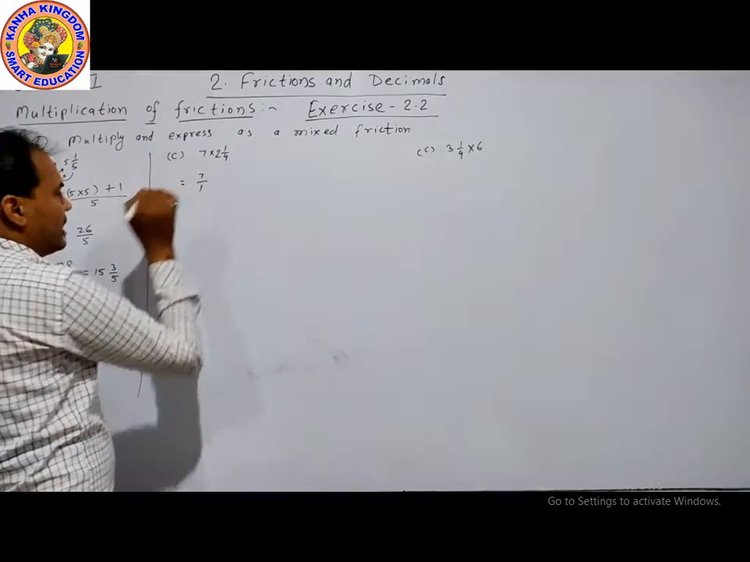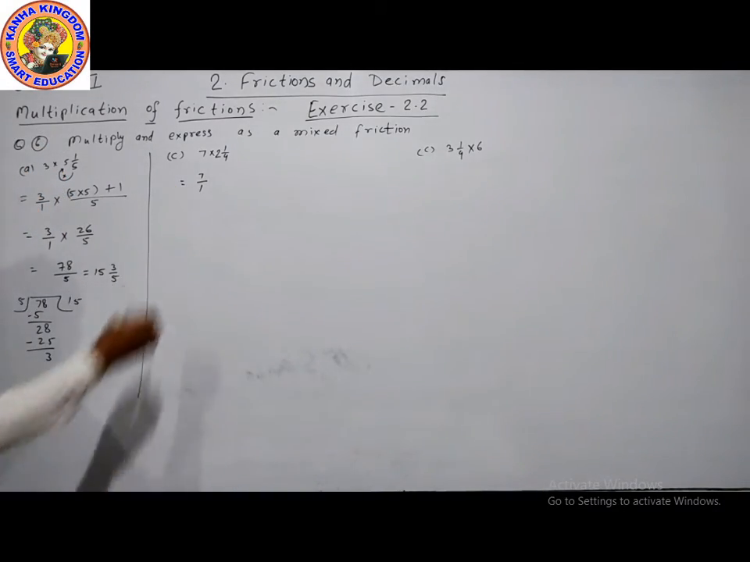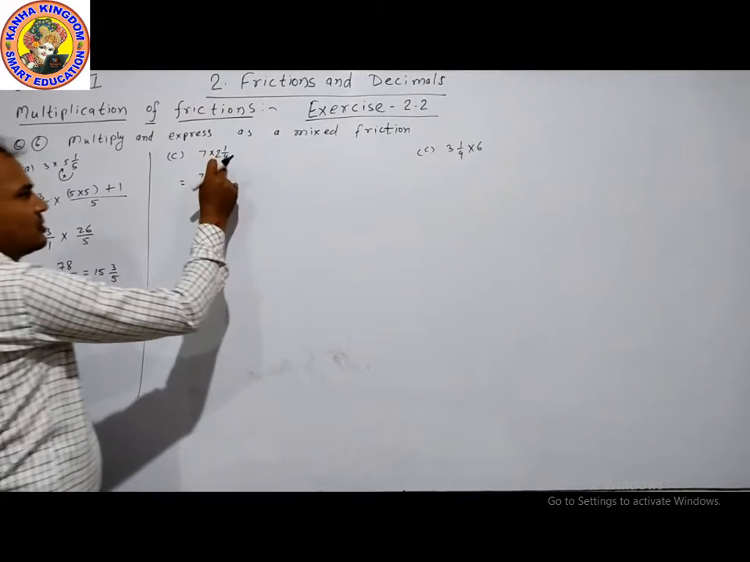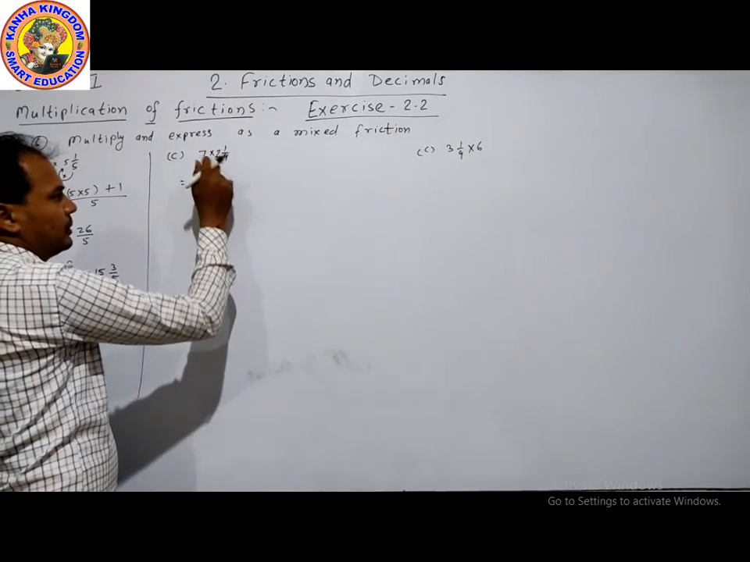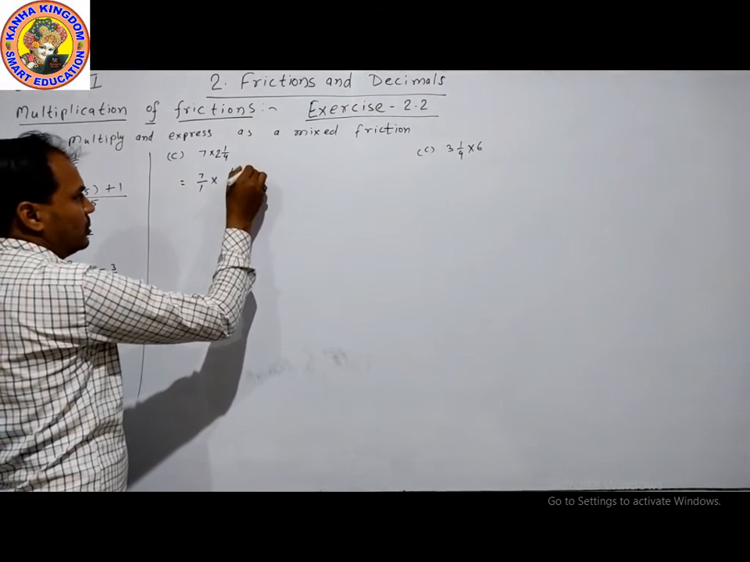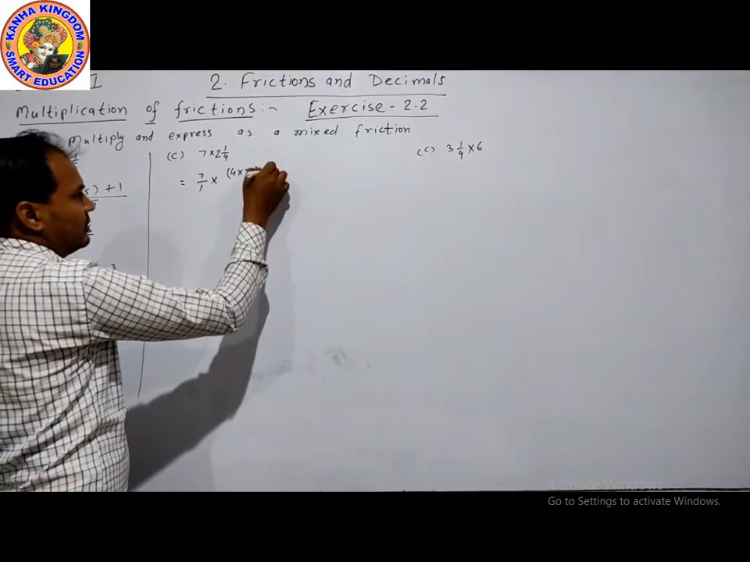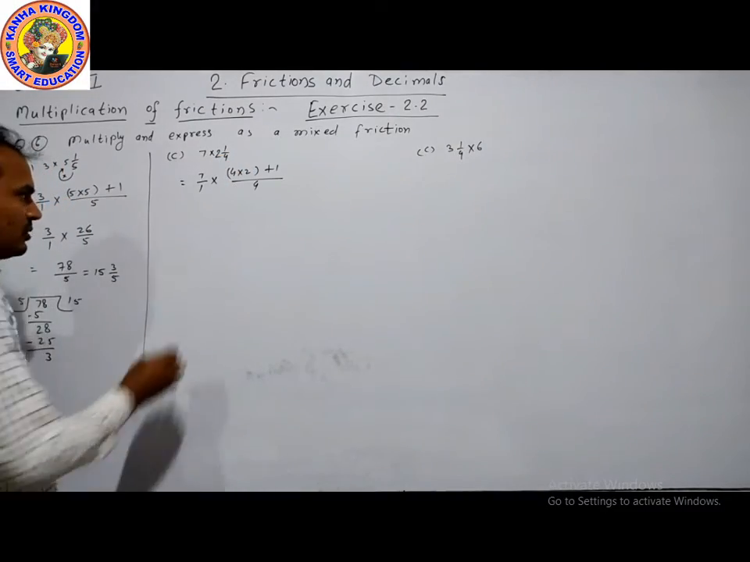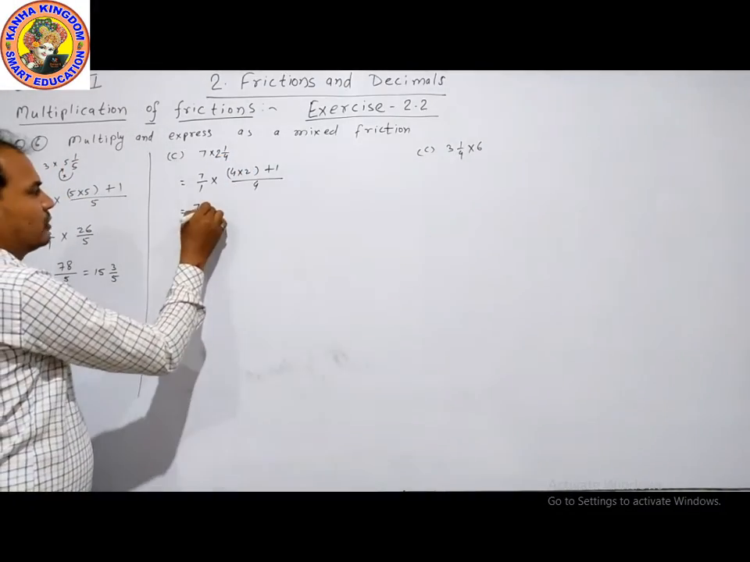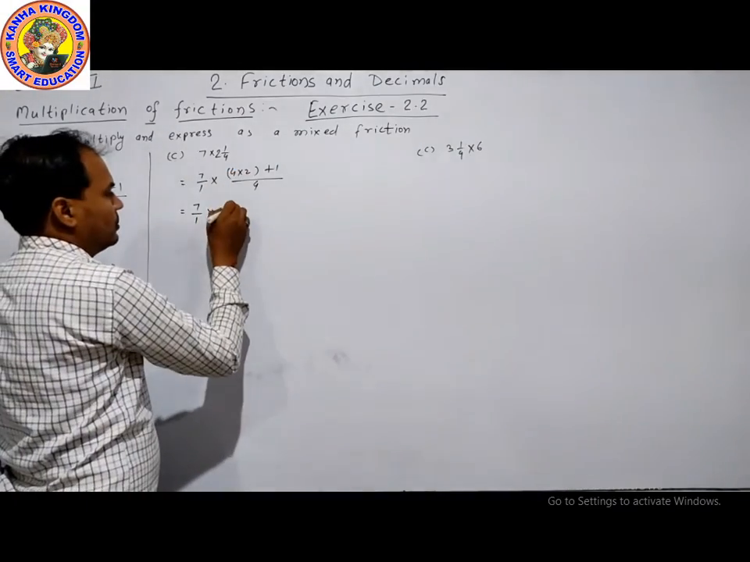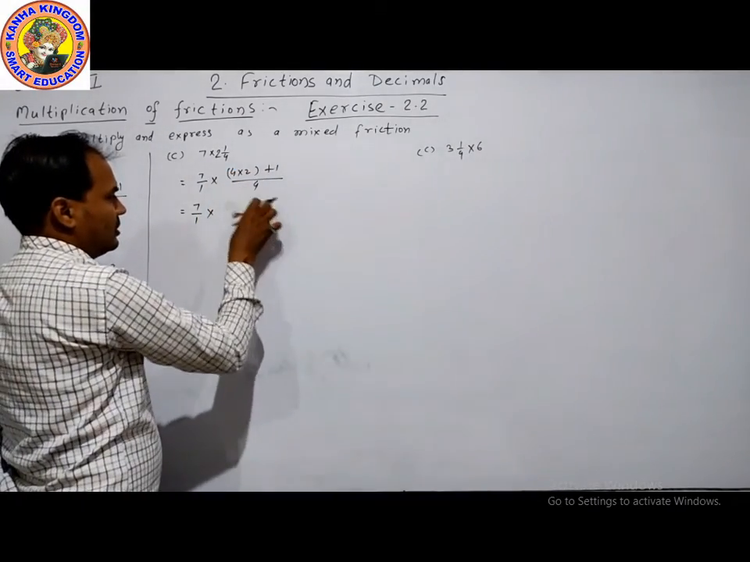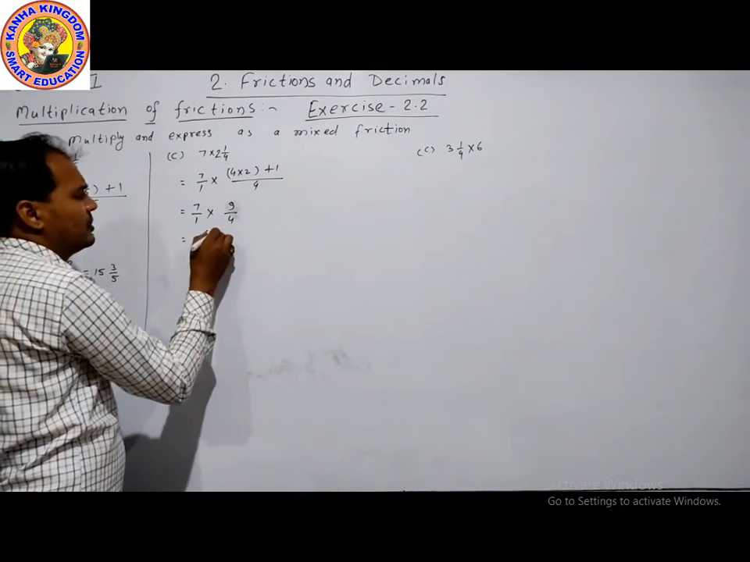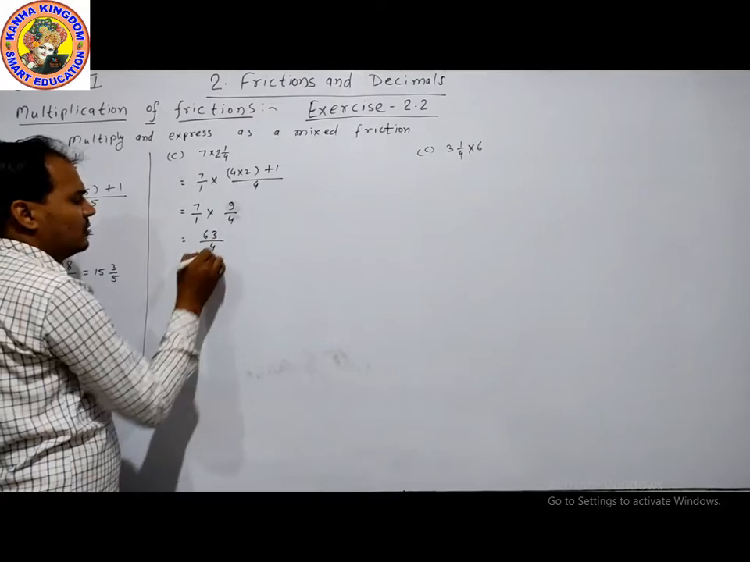7, we will write down 7 upon 1. Then multiplication. This is a mixed fraction number, so we convert it: 4 into 2, then add 1. The divisor is 4. 7 upon 1 multiplied by 4 into 2, 8 plus 1, 9 upon 4. 7 into 9 is 63, and 1 into 4 is 4.